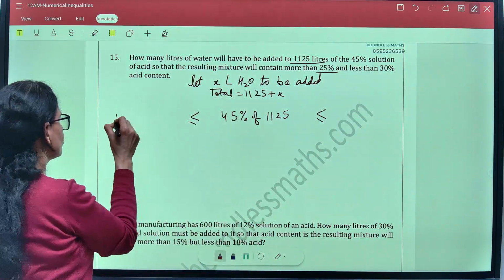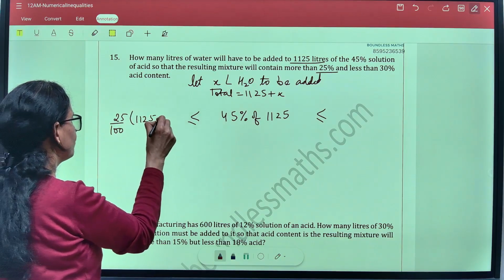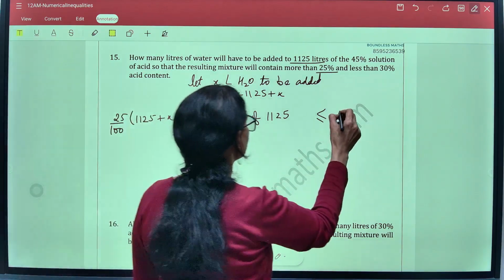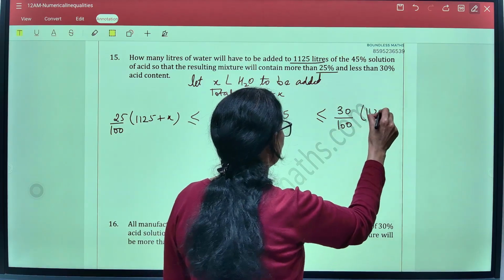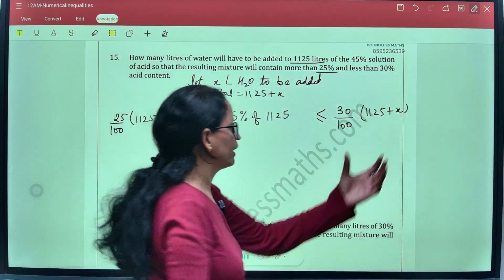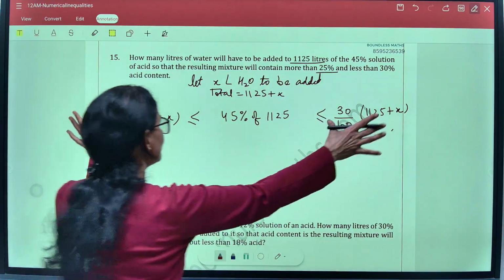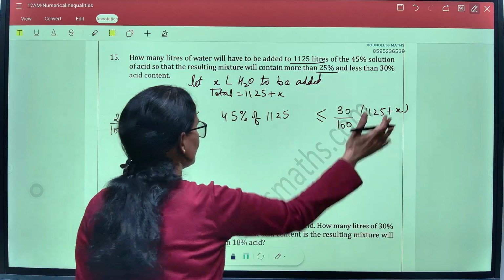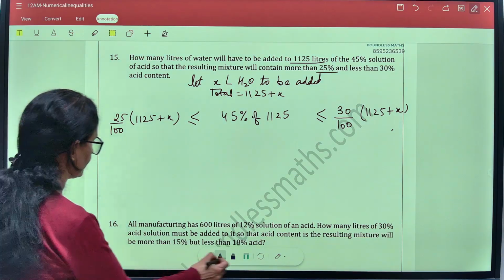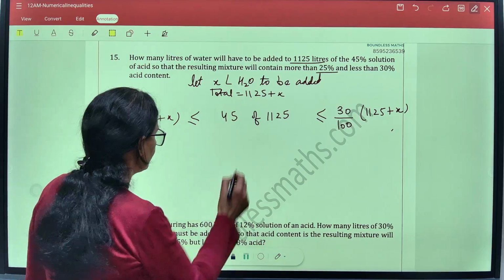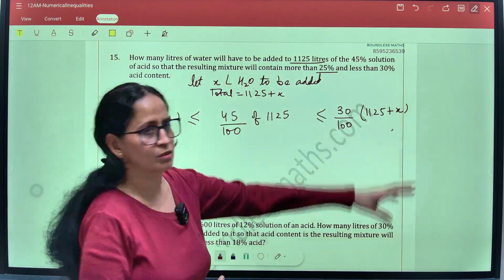25% and 30%. So this becomes 25% of 1125 plus x, and this becomes 30% of 1125 plus x, because this is the final solution quantity, 1125 plus x. So now this concentration lies between 25 and 30%. So this is how we write the inequality. And now how do we solve it? Let's remove the percent sign from here also. It is upon 100. Don't complicate and solve all the three parts separately.